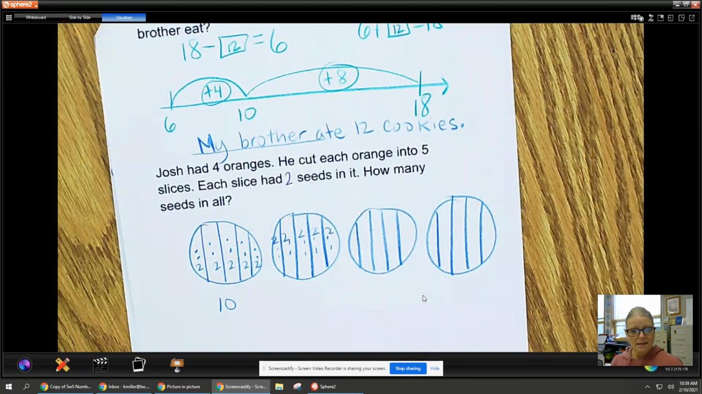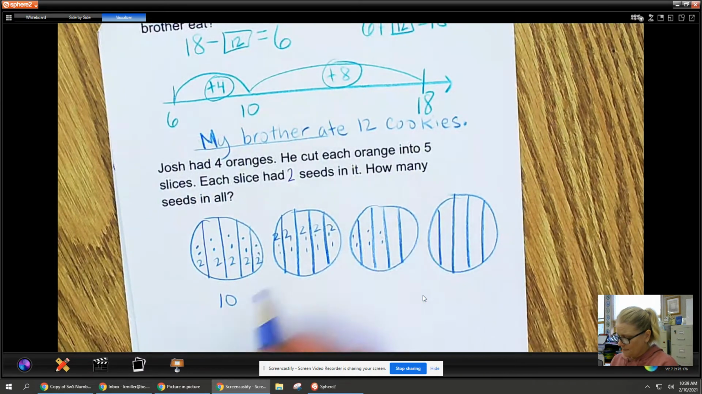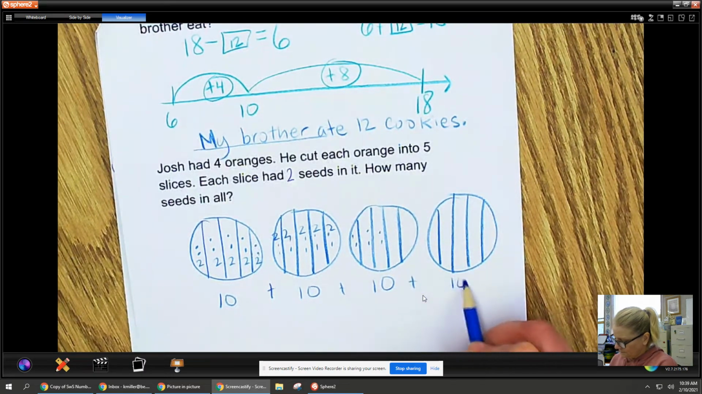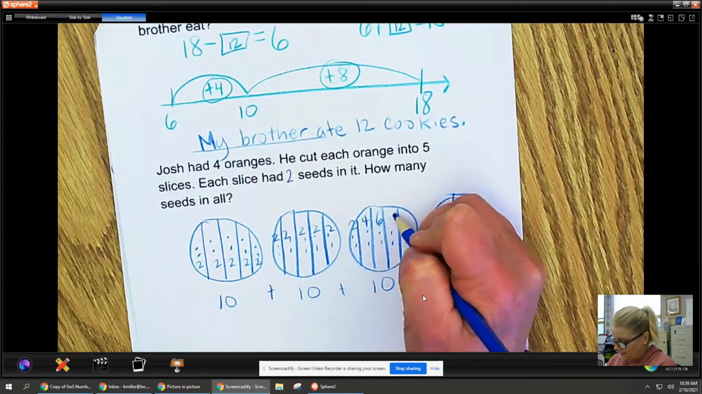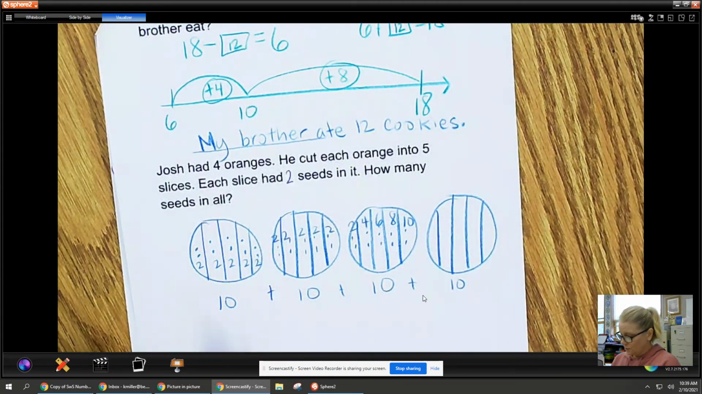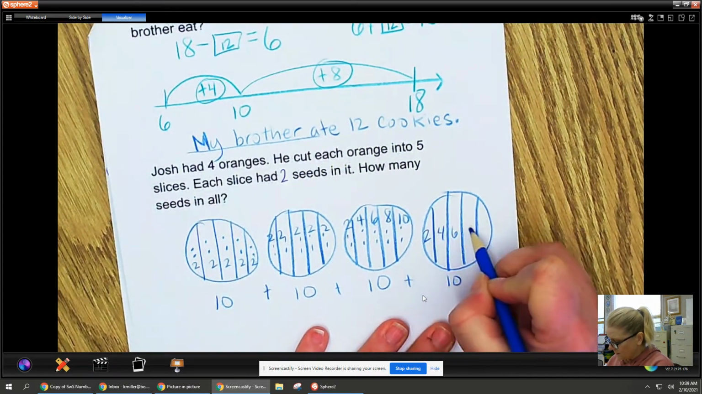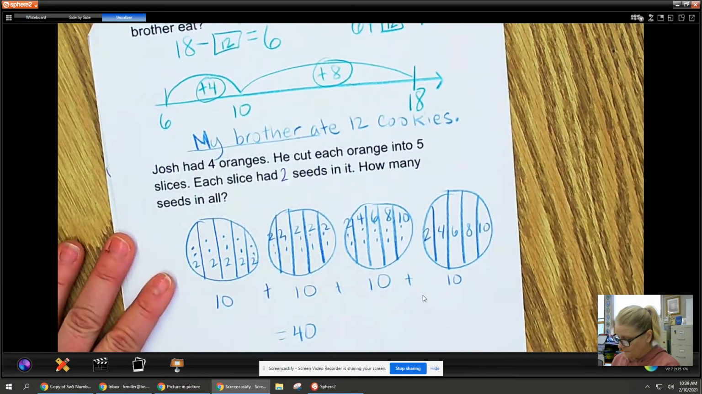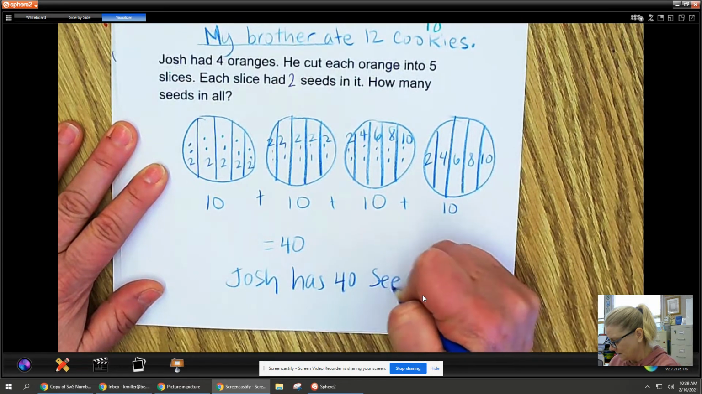If I already know that, I don't necessarily have to show my thinking for the rest of that, because you know you're counting by 2s. So each orange you'll add together. But I'll go ahead and just show you. You could even go 2, 4, 6, 8, 10, because each orange is going to have 10 seeds in all. Whatever makes sense to you. So you're going to add those numbers together, and you're going to get 40. So I would say Josh has 40 seeds.